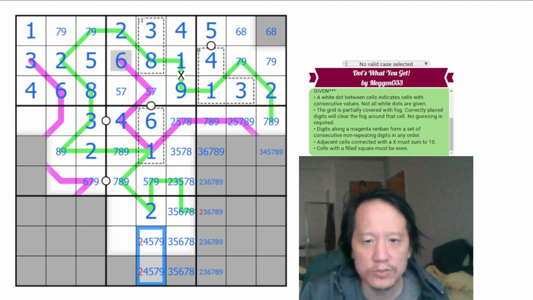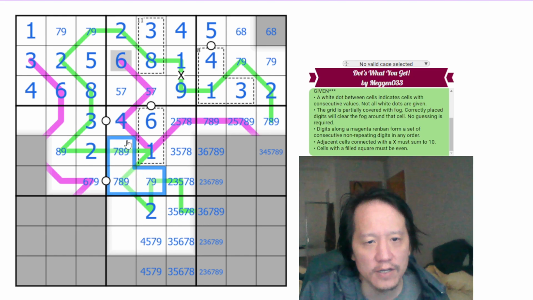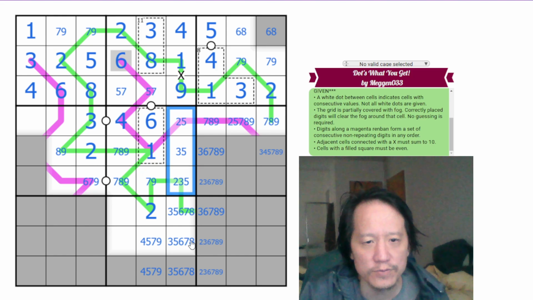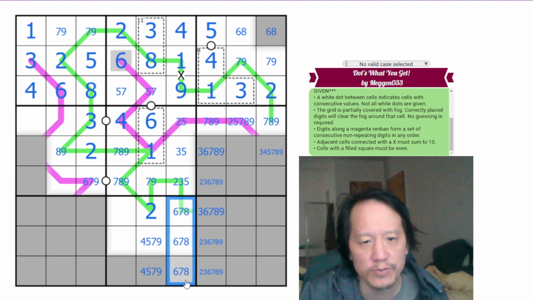This cannot be 2 here. This can't be 2. This can't be a 5. So this is 7, 8, 9. So this is a 7, 8, 9 triplet. So box 5, there cannot be 7 or 8. Therefore, this is a 2, 3, 5 triplet, which means the rest of it cannot be 3 or 5.